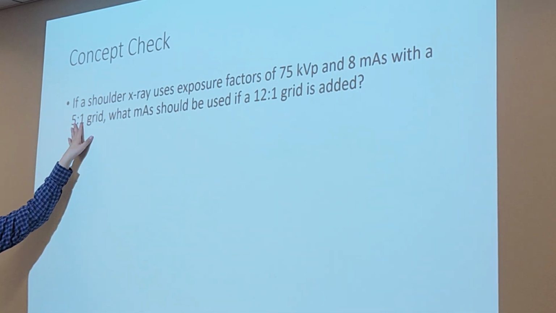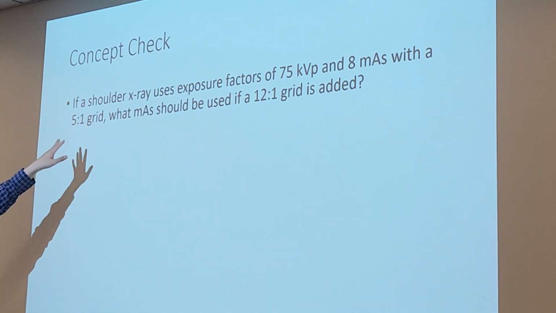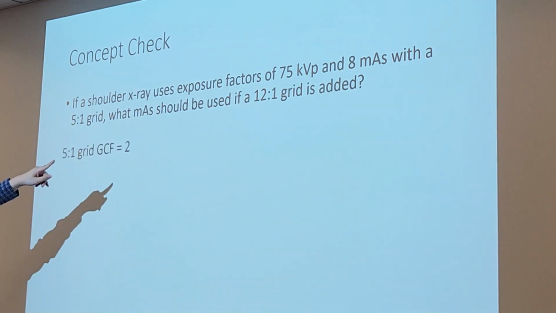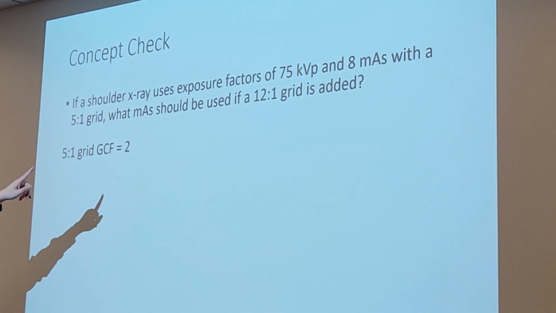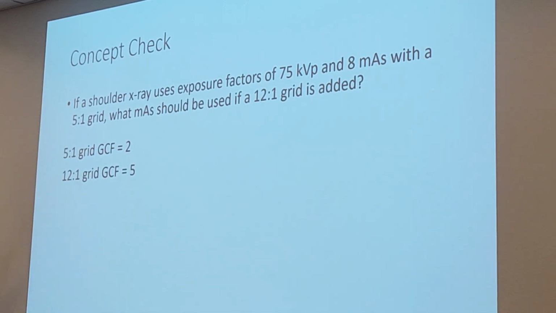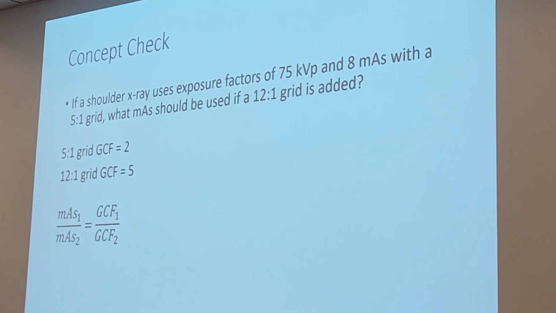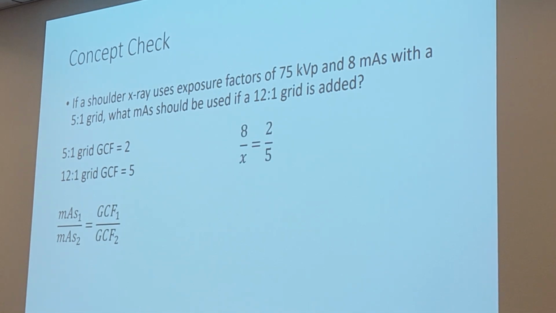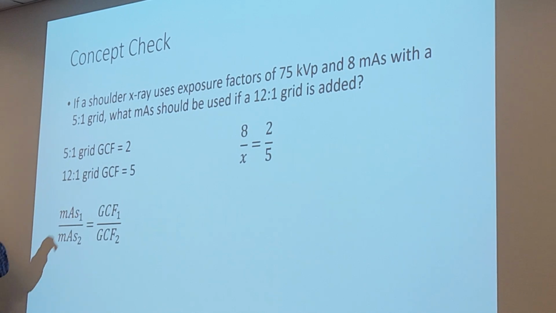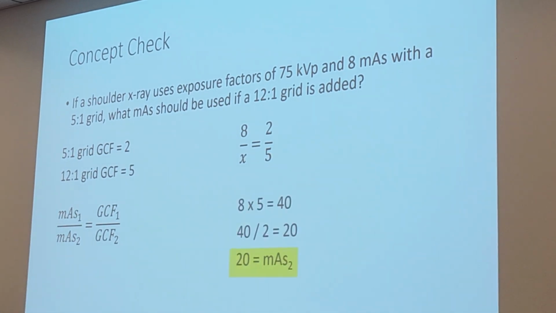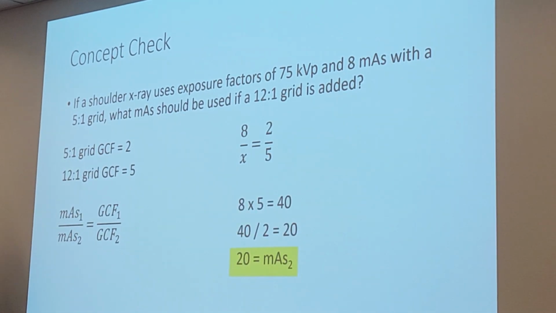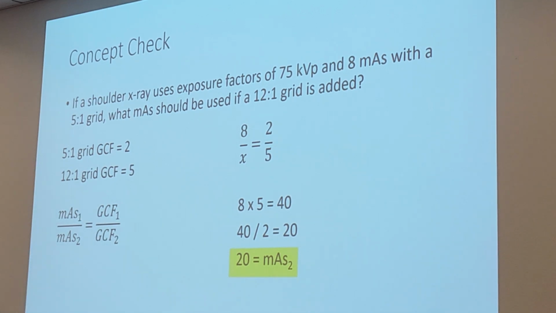Is that 2? 2, yes, over 5. Good. And then 12-to-1 is what, guys? 5. Very good. So we've got our equation here. mAs 1 is 8 over x, equals 2 over 5. Perfect. And then we go ahead and solve this, and we go through everything. We should end up with 20 mAs.